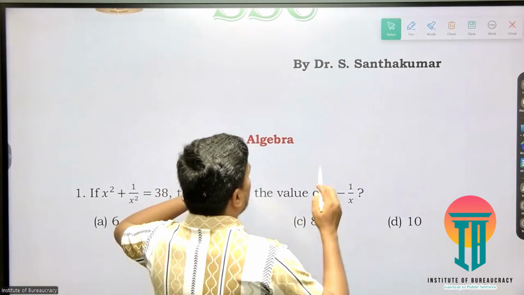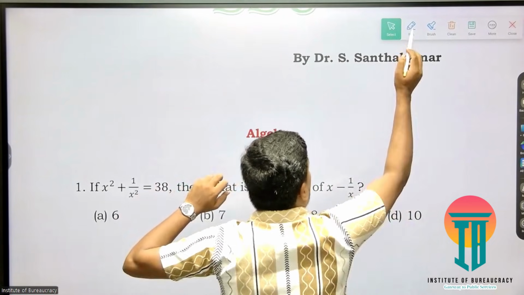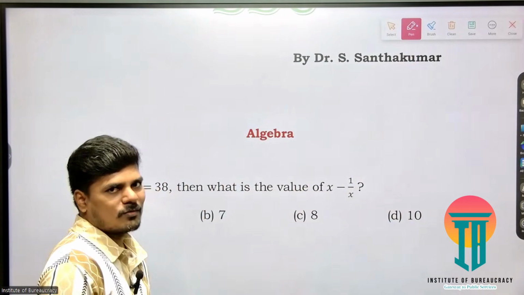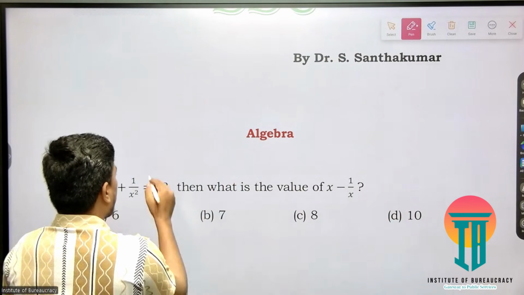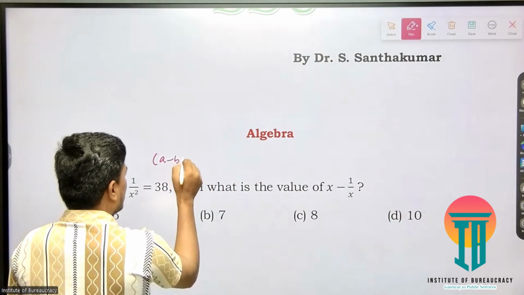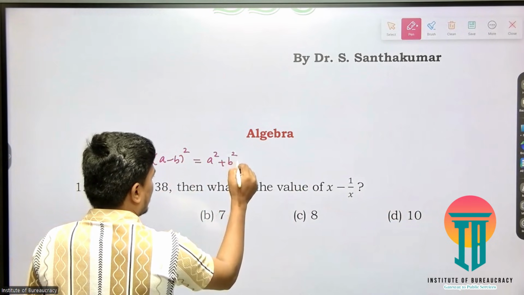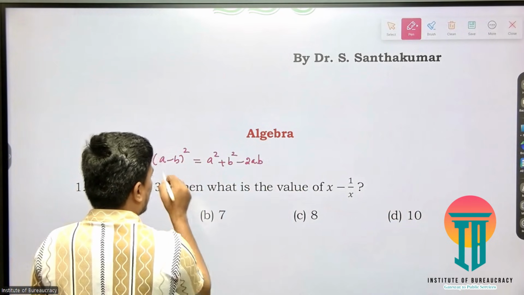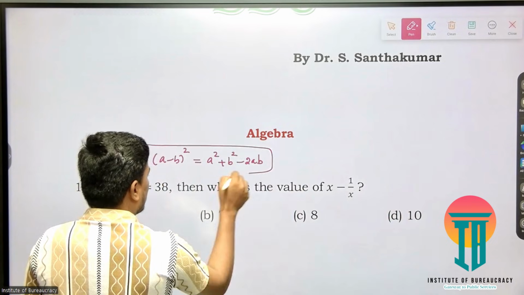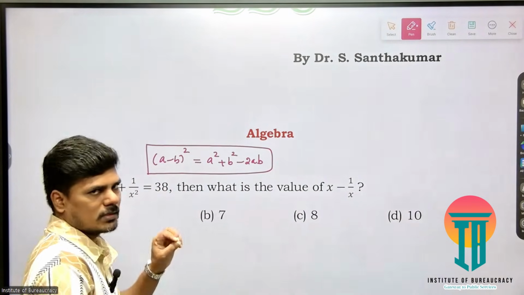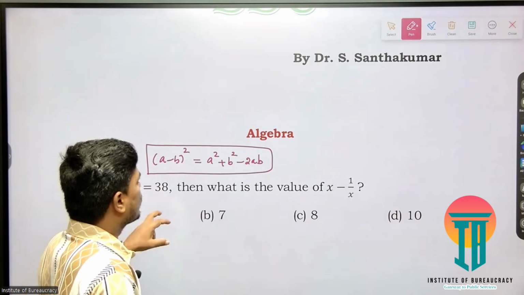We all know the A minus B the whole square formula; we have been studying it from school onwards. So A minus B the whole square is equal to what? A square plus B square minus 2AB. This is the formula, and using this formula we are going to solve the question. Okay, so look at this question.